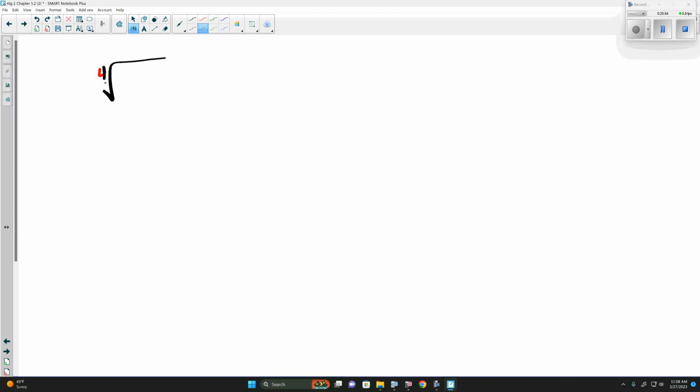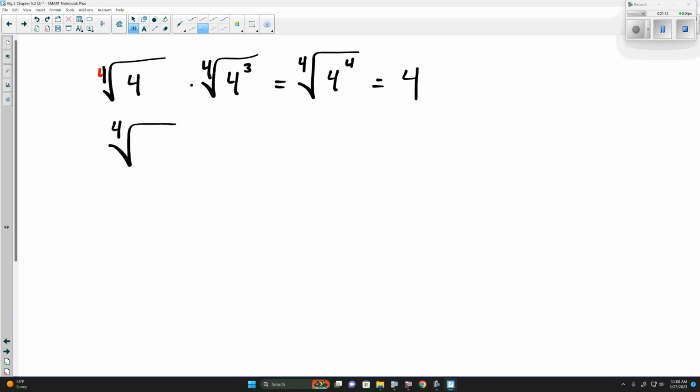And this is kind of a side note: the 4th root of 4 times the 4th root of 4 to the 3rd would be the 4th root of 4 to the 4th, which is 4, yes? But really what we're doing here is this is the same as 2 squared.